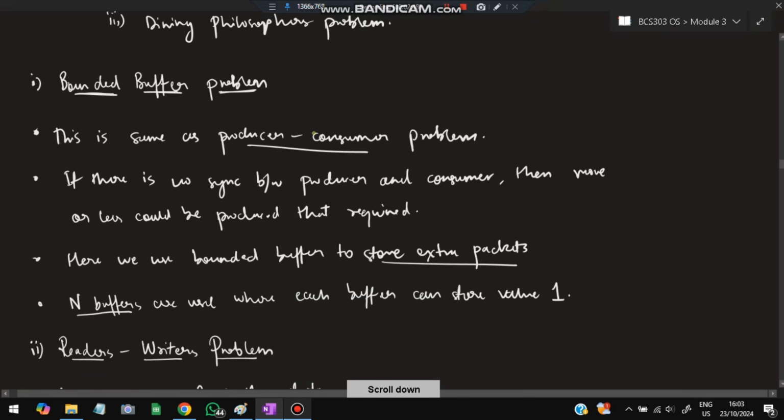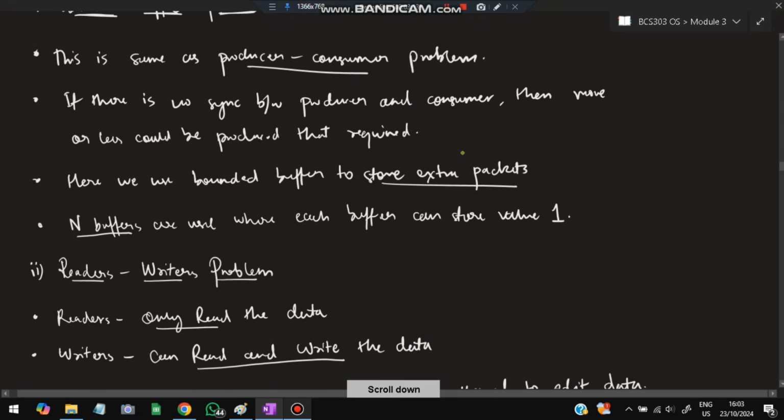You remember we discussed the producer-consumer problem, where the producer is producing the stuff and the consumer is consuming the stuff. But if the producer's speed is more than the consumer's, there will be a problem. If it is less than the consumer's, then also it will be a problem. To overcome this problem, we will be using a buffer. Buffer means another empty space. If the producer is producing more, it will be stored in the empty space, and whenever the consumer can consume, it will consume from the buffer. That is called the bounded buffer problem. We use a buffer to store extra packets. N buffers can be used where each buffer can store one value.